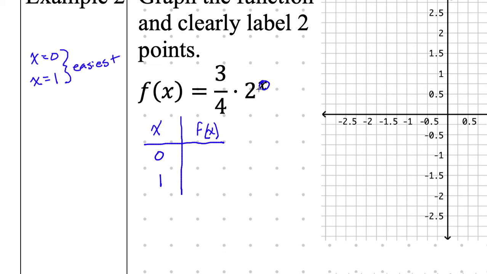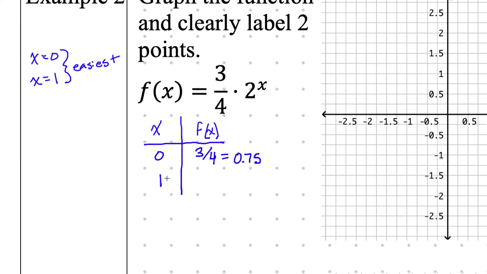So 2 to the power of 0 now. Anything to the power of 0 is 1, which means this is 1 times 3/4, and 3/4 times 1 is 3/4. So I'm going to come here and say 3/4. And we know that that is the decimal representation of 0.75, the exact representation.